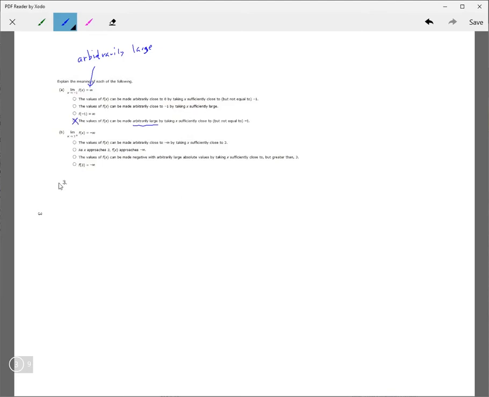And then the second one would be this right here. This is as you're approaching 3 from the right. The values can be made negative with arbitrarily large absolute value by taking x sufficiently close to, but greater than, 3. So greater than 3 would also be to the right. So this is from the right.